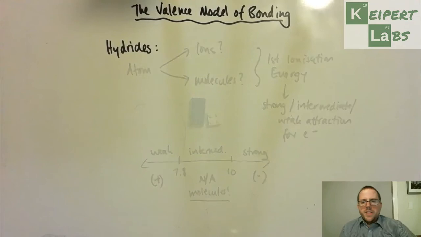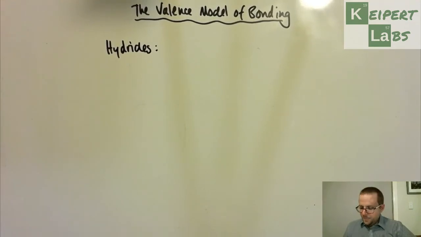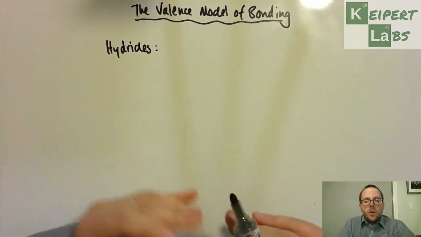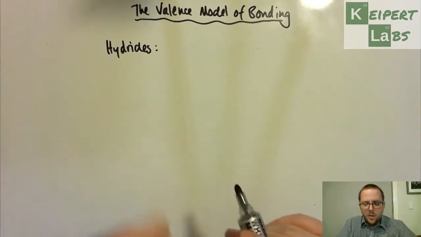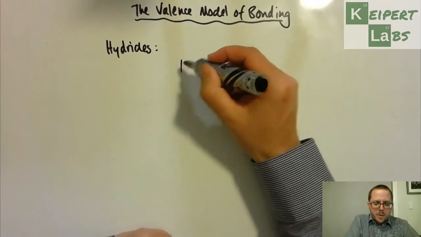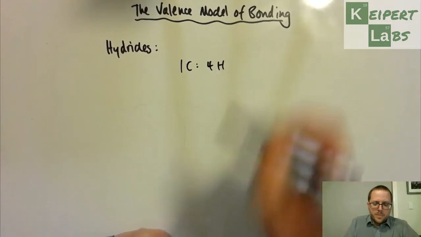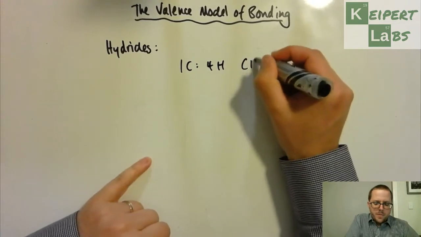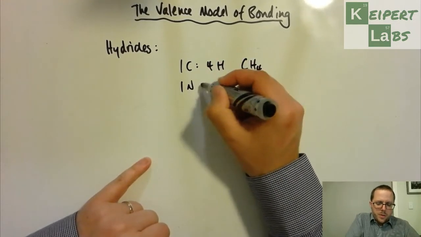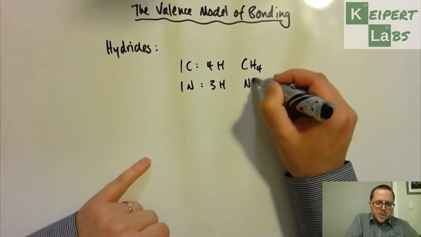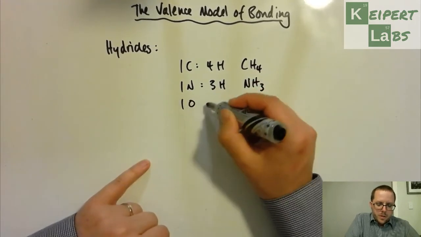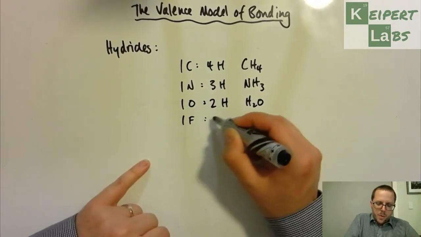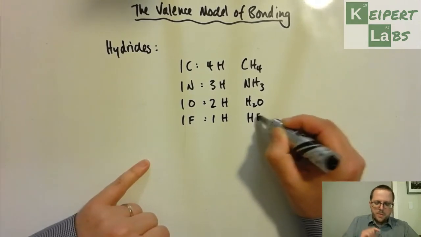In the hydrides activity that you've recently done, we were looking at the ratio of different things in some common compounds to do with hydrogen, that is, hydride compounds. We saw a couple of ratios: for every one carbon, we have 4 hydrogens, CH4. For every one nitrogen, we have 3 hydrogens, NH3. For every one oxygen, we have 2 hydrogens, H2O. And for every one fluorine, we have 1 hydrogen, HF.